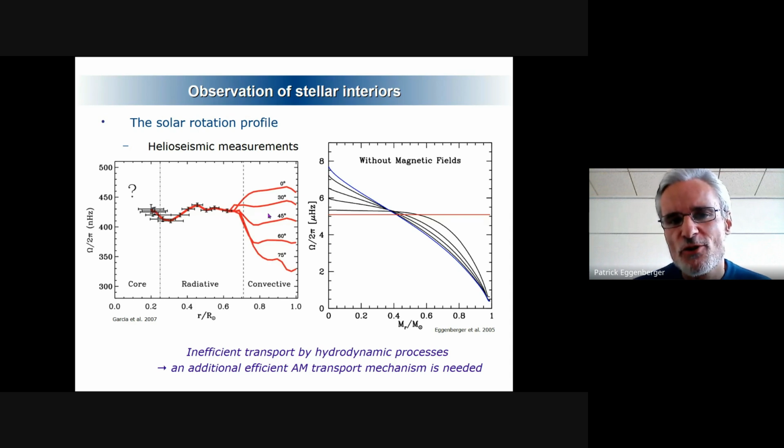And what happens if we compute a model? So we start here with a solar model. So this is the angular velocity inside our model. We start with a flat rotation by assuming a flat rotation profile on the ZAMS.